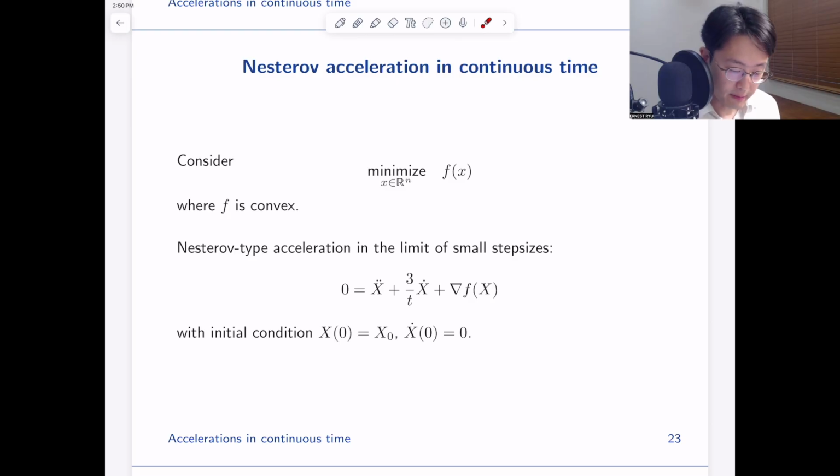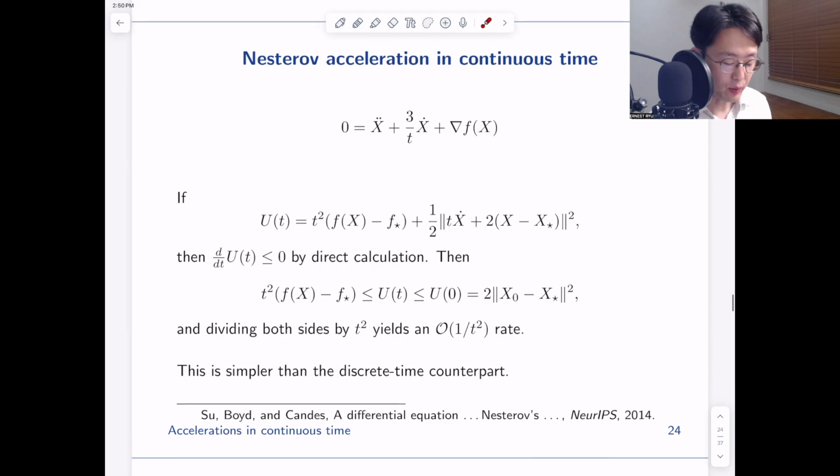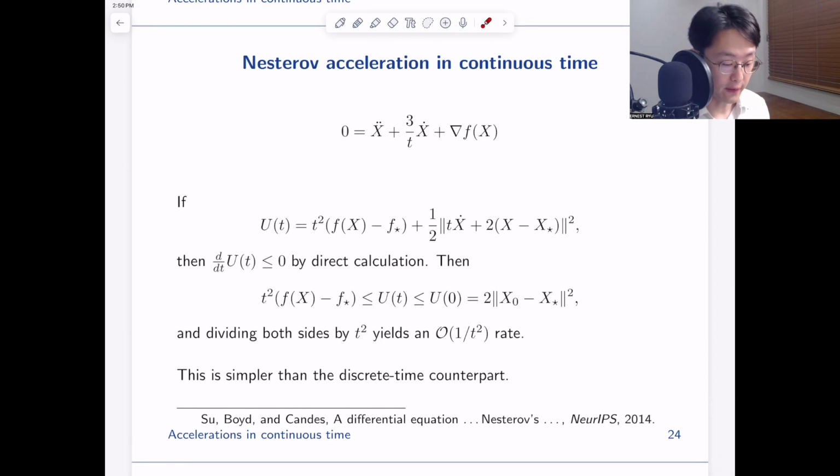Okay, so interesting. In continuous time, we can do a continuous time analysis of the convergence rate. The way you do this is you define this energy function U as a function of time. It's t squared times the function value suboptimality, times this other term, which you can define. Then if you compute dU/dt, you can show that it's less than or equal to 0 through direct calculations.